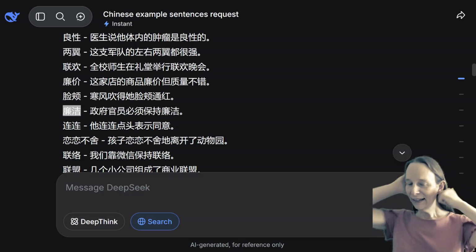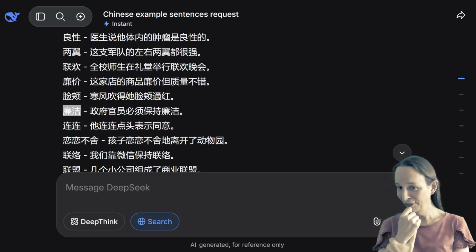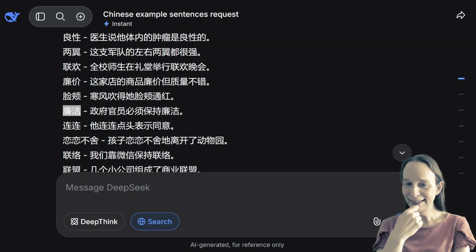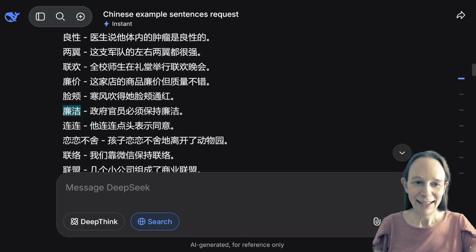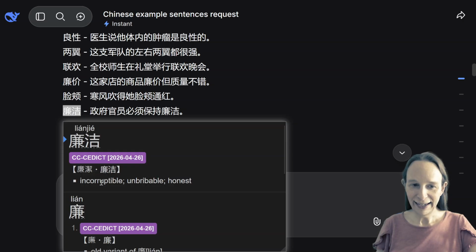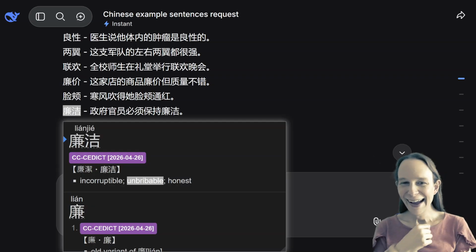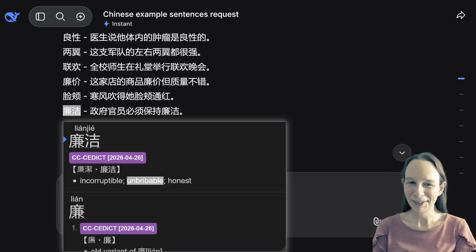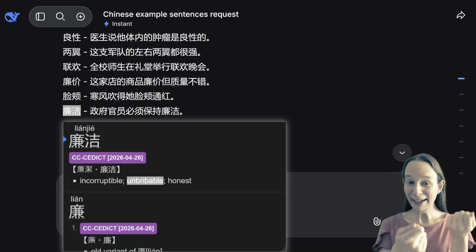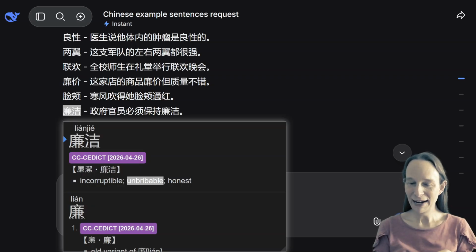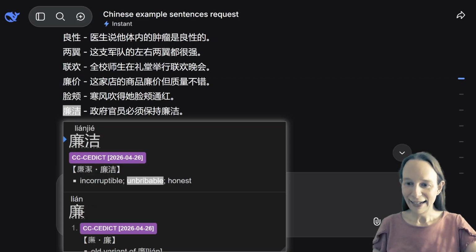廉洁. 廉洁 is the kind of pure in the sense of you're incorruptible. That sort of thing. 政府官员必须保持廉洁. Yeah, incorruptible, unbribable. It sounds like a strange word, unbribable. But it's like, okay, you can give this government official money, or at least try to, but yeah.